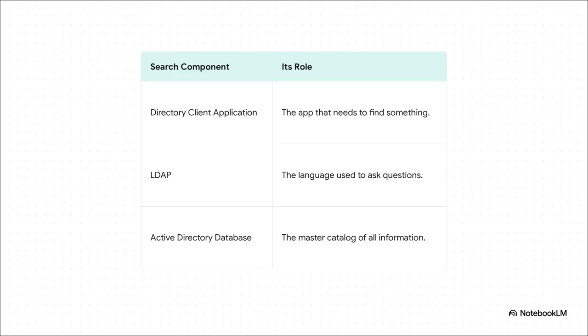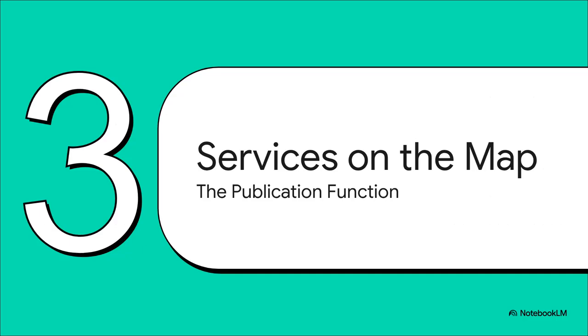So how does that question get asked in the digital world? Well, there are three main players here. First, you've got your application, the thing that needs the info. It uses a special language called LDAP, which you can think of as the official formal language for talking to directories. It makes sure the question is understood perfectly. And that question is aimed at the Active Directory database, the master catalog where all the answers are stored.